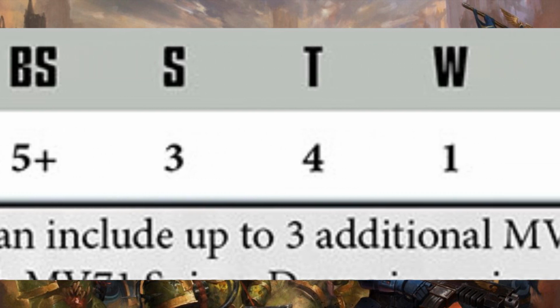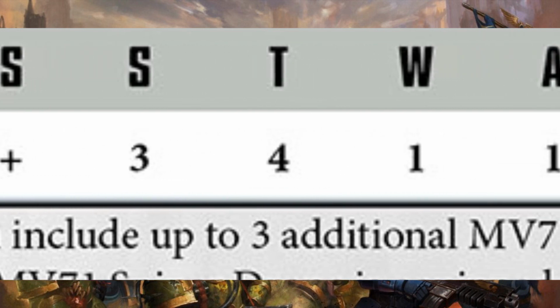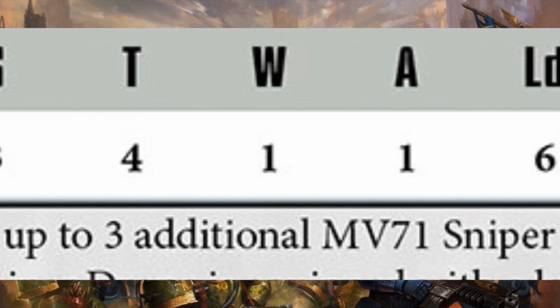The T stands for toughness. This is the number you compare your opponent's unit's strength to when they try to punch you in close combat to see if they wound you. Again, there is a chart in the rulebook that easily explains what rolls you need in order to wound based off of strength versus toughness. The W stands for wounds.